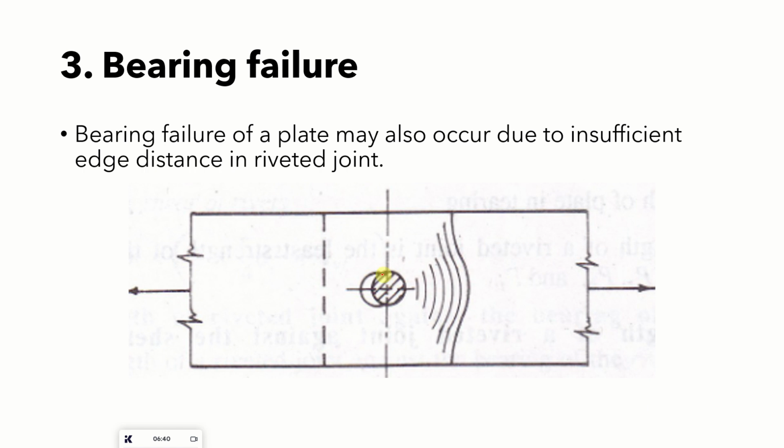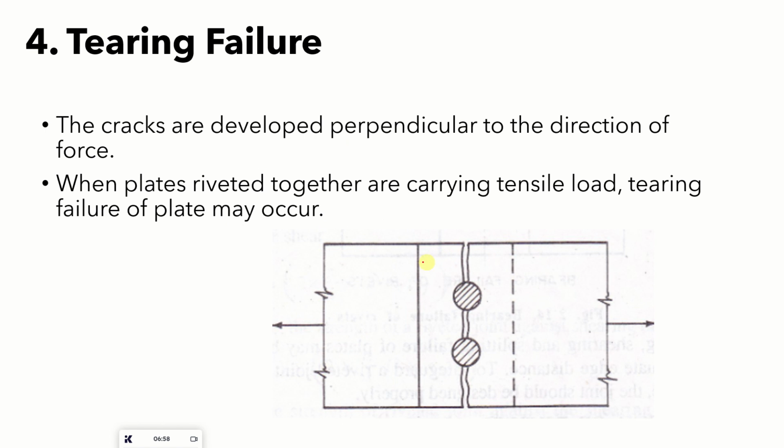Bearing failure: if you see, this is actually the position of a rivet. Due to the force applied, the layers move in this way, and this bolt moves, and the hole gets bigger. That is a bearing failure. Tearing failure: in shearing you have seen that the failure occurs parallel to the direction of applied force. In tearing failure, the failure occurs perpendicular to the direction of applied force.